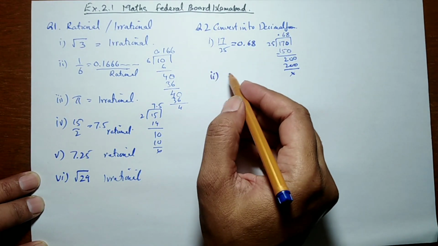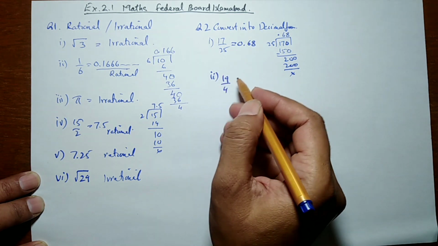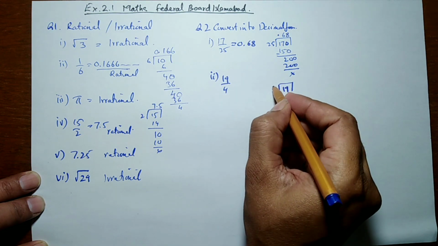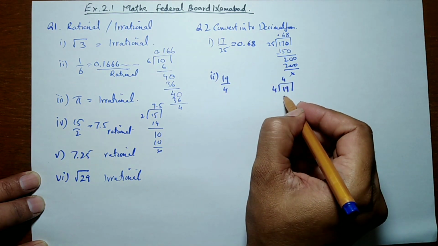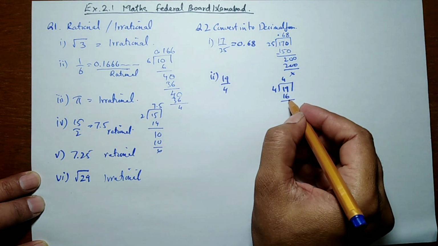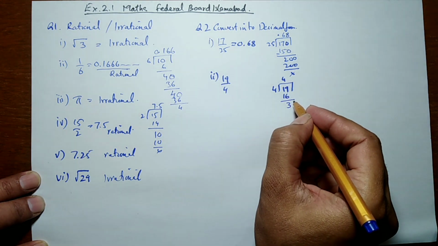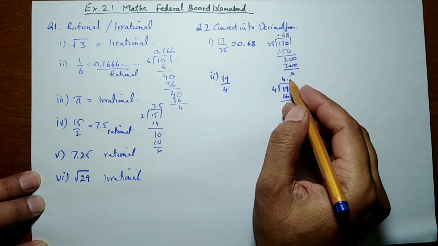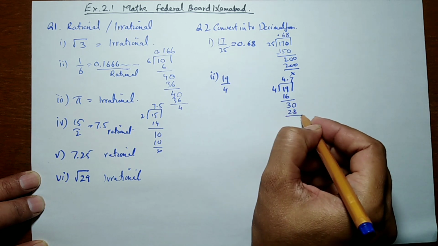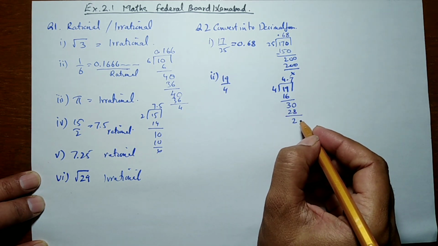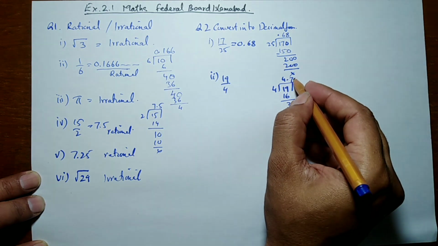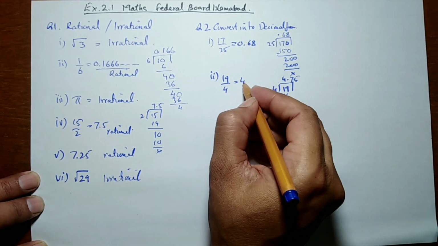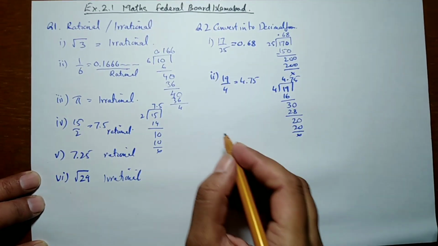Second, 19 upon 4. Just divide 19 by 4. 4 4s are 16, 19 minus 16 is 3, just mention the point here, introduce 0. 4 7s are 28, 2 is our remainder, just introduce 0 here. 4 5s are 20, and the remainder is 0, and our final answer is 4.75.